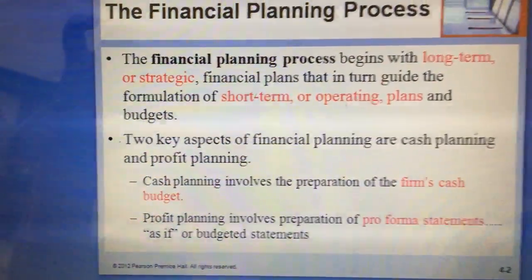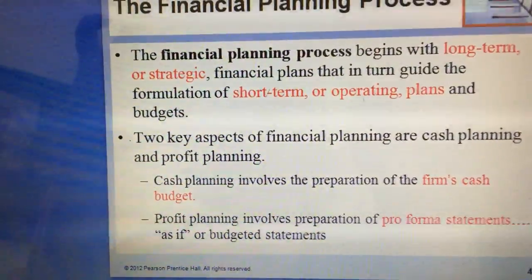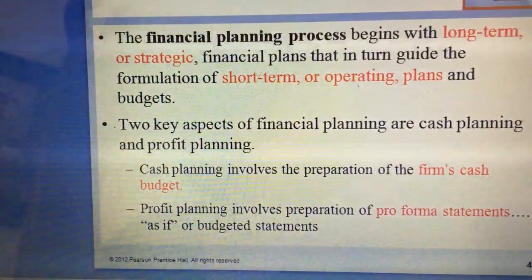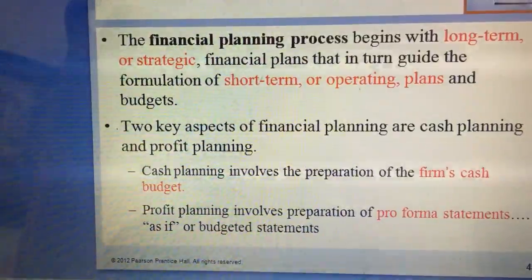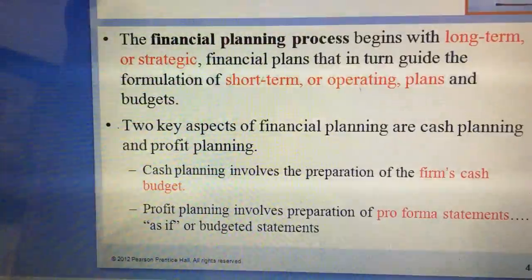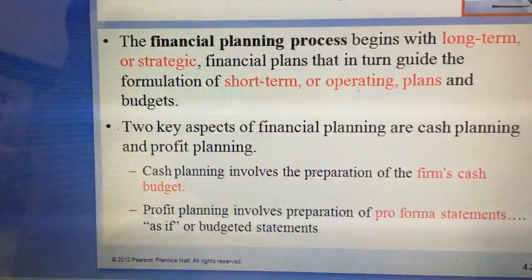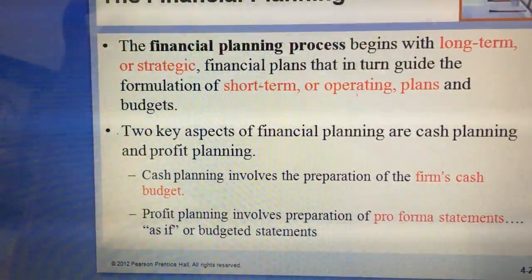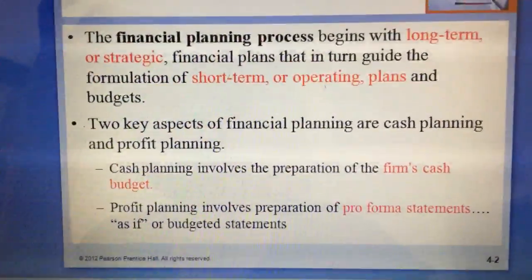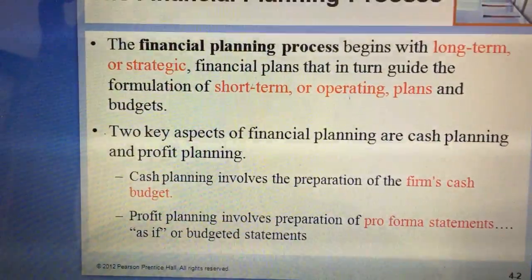Okay, now two aspects that they talk about here that are very important in the planning process for a business would be the cash budget, and then doing what we call pro forma. Pro forma means as if. Those are the budgeted financial statements, and you already know what the financial statements are. That's your balance sheet, income statement, statement of cash flow, and your statement of owner's equity. Okay, so normally the balance sheet and the income statement are pre-planned, and it's a budgeted or pro forma statement.